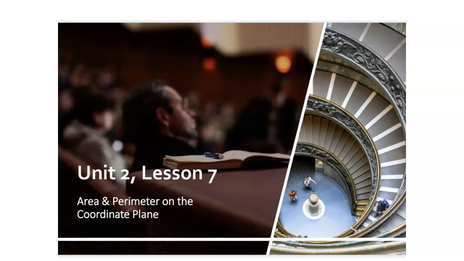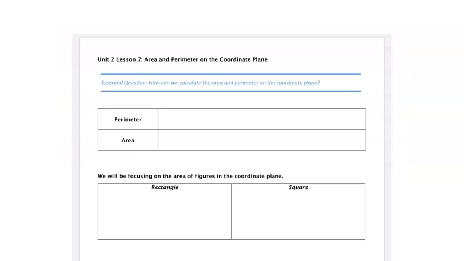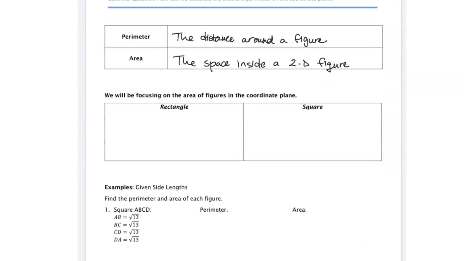Let's get started with Unit 2, Lesson 7, Area and Perimeter on the Coordinate Plane. Our essential question for today's lesson is, how can we calculate the area and perimeter on the coordinate plane? Very first thing we'll do is define perimeter and area, and then we'll look at the formulas for figuring out the perimeter and area of a rectangle as well as a square. So first, perimeter is the distance around a figure, and area is the space inside a two-dimensional figure. So we'll be focusing on the area of the figures in the coordinate plane.